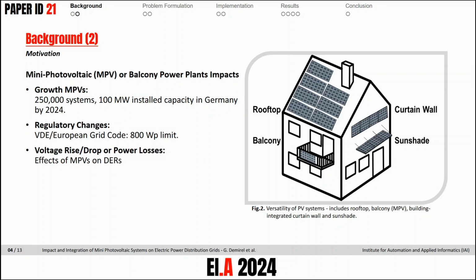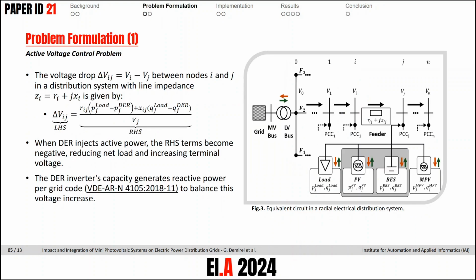Now let's move on to the problem statement. Problem formulation 1. Our problem is the active voltage control problem. Figure 3 on the right shows the voltage drop in a radial electrical distribution system.